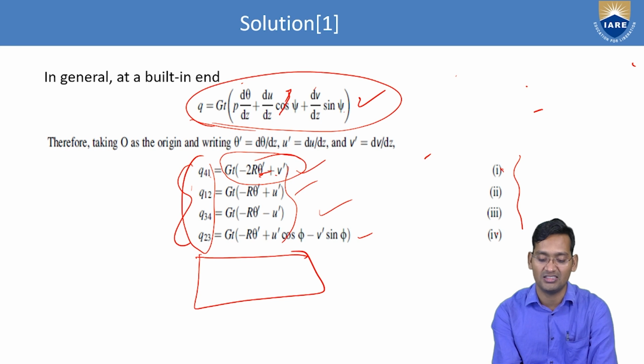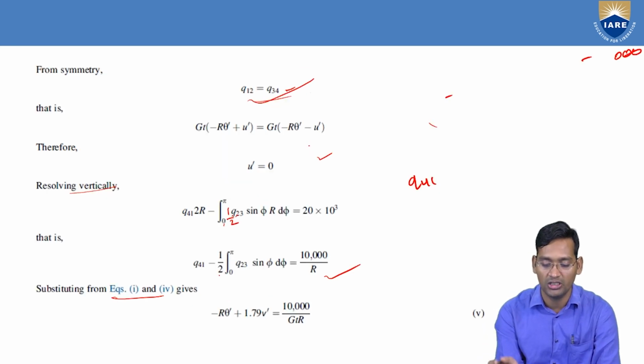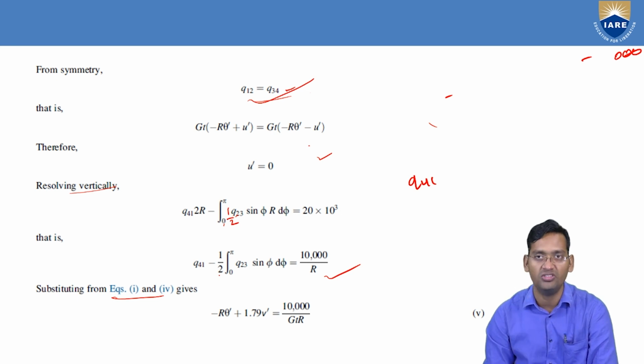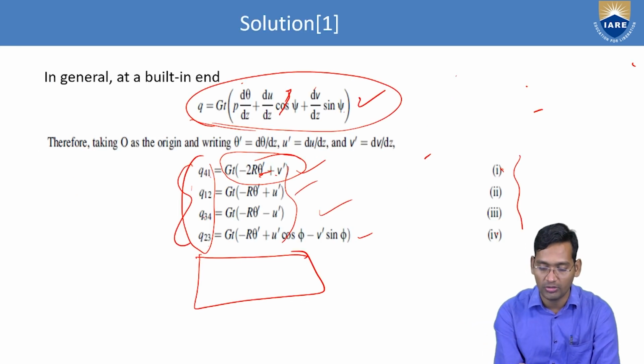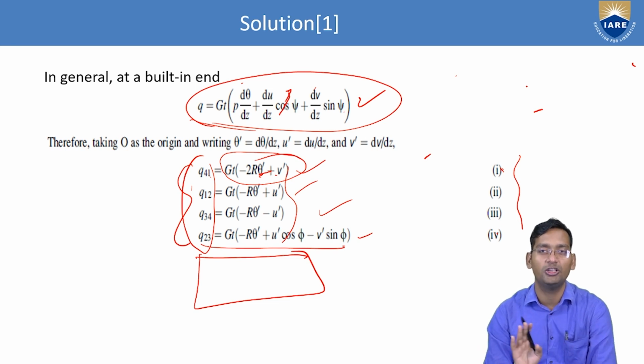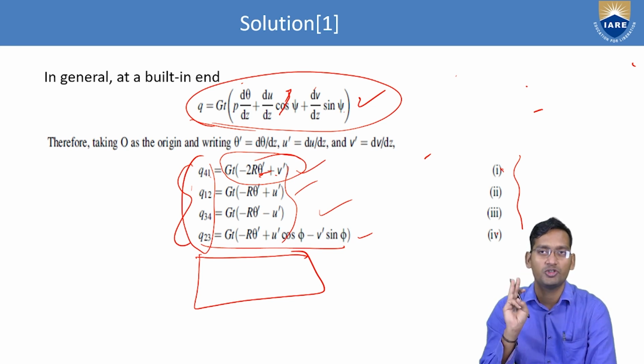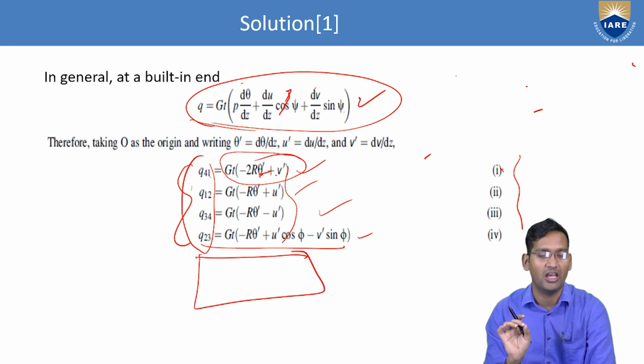So for Q1, this is the value. For Q2, wherever you get Q23 in the equation, replace it with whatever the Q23 value is. Okay, so here Q23 value is this one, right? So replace with that. Now all the Q41, Q12, Q34 and Q23 got replaced. Only 3 unknowns remain. What are they? Theta dash, V dash and U dash. So you will get 3 linear equations. Solve for those 3 linear equations for theta dash, V dash and U dash.